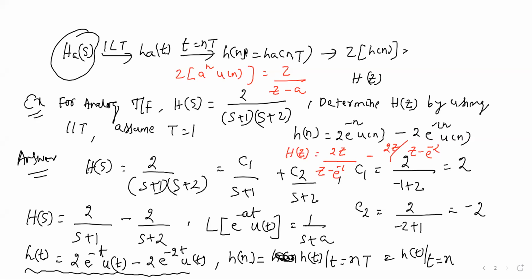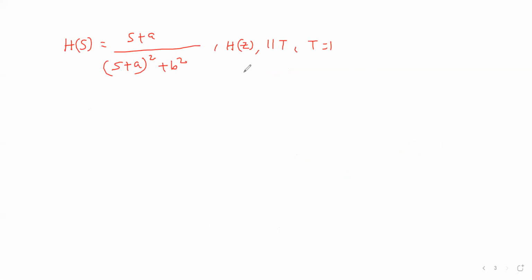Clear? Now same way, I will discuss another problem. Just I'm taking some random problem. If h of s equals (s plus a) divided by (s plus a) whole square plus b square, then find h of z by using the impulse invariant technique. Let T equals 1. Same process. Find first the inverse Laplace transform. What is the inverse Laplace transform of h of s?